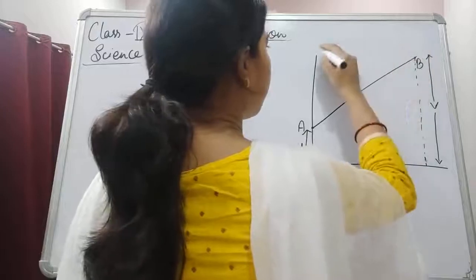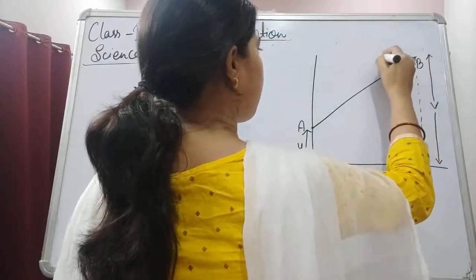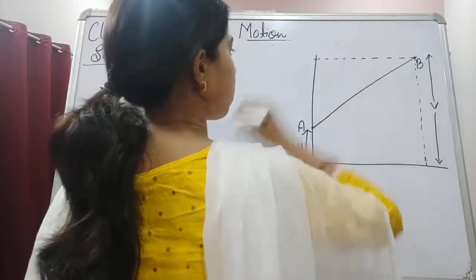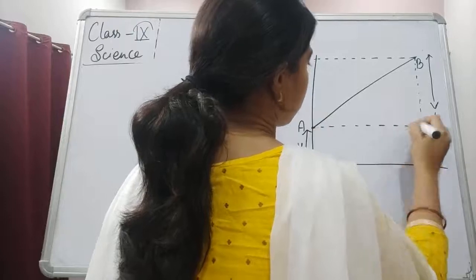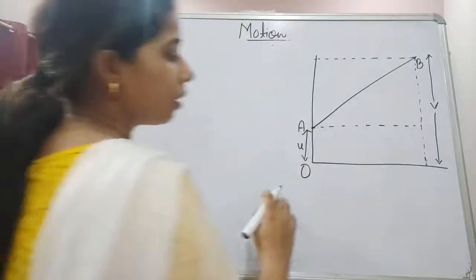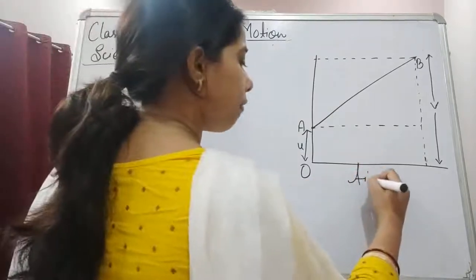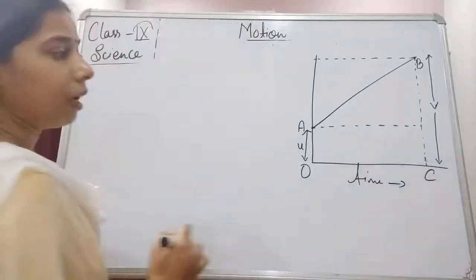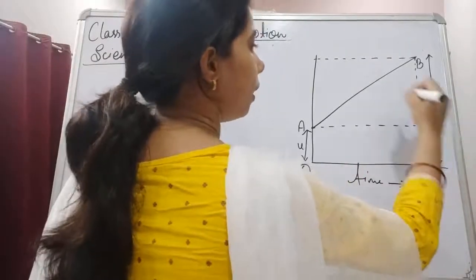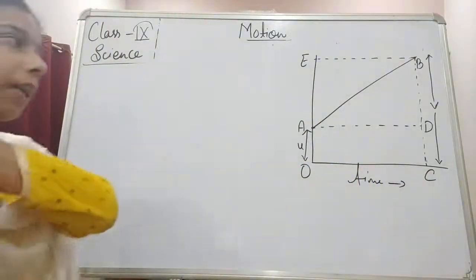Now you see here, this is A to B. Now this is what, students? This is the time axis and this is the velocity. So here we will write this as C, this one will be D, and this one will be E.